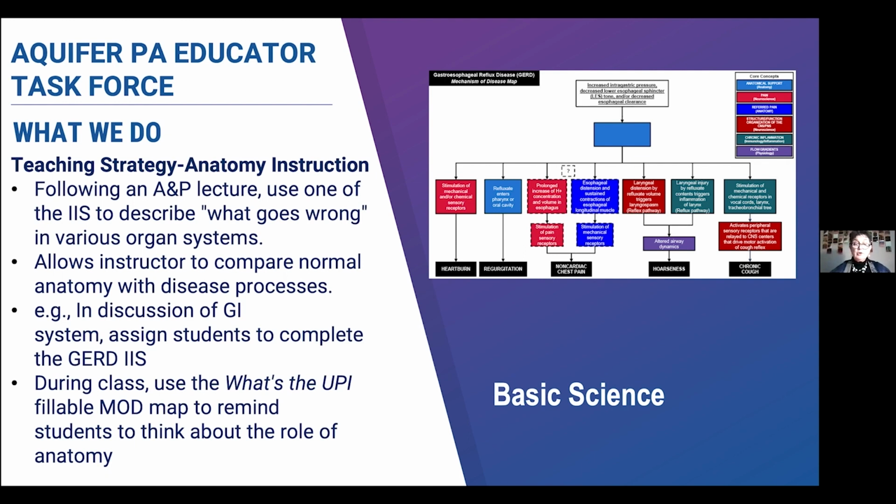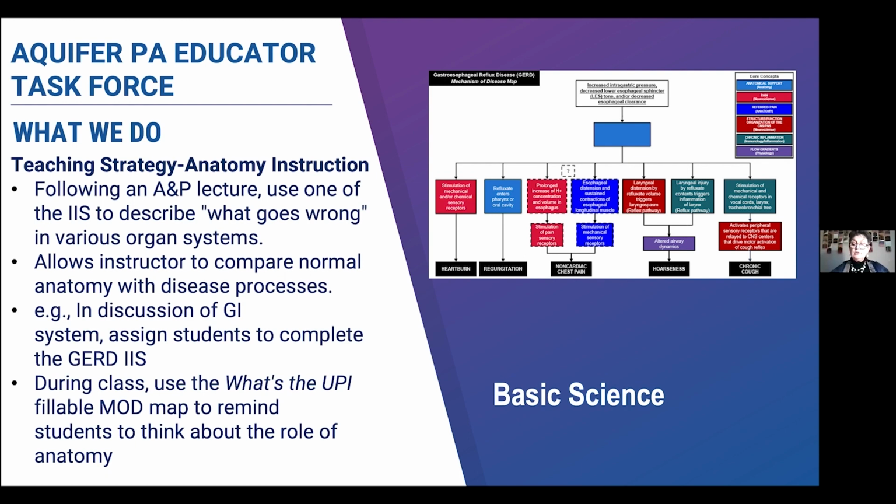This will allow instructors to compare normal anatomy with disease processes. So an example would be in discussion of the GI system, say in an anatomy class, assign students to complete the GERD integrated illness script. Then in class, use the UPI fillable mechanism of disease map to remind students to think about the role of anatomy. Both the UPI, underlying pathophysiological insult handout, as well as the mechanism of disease map can be found in the Integrated Illness Script Educator Resource section of Aqueduct.